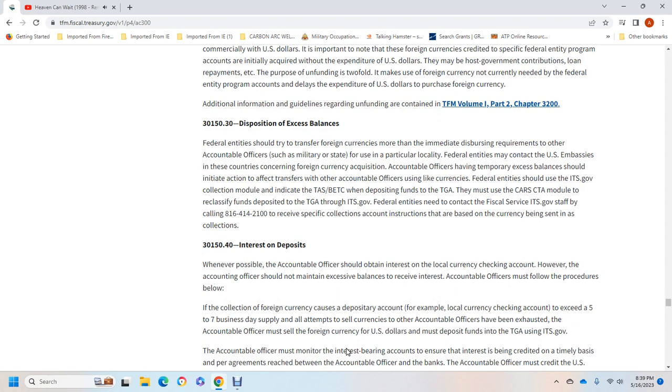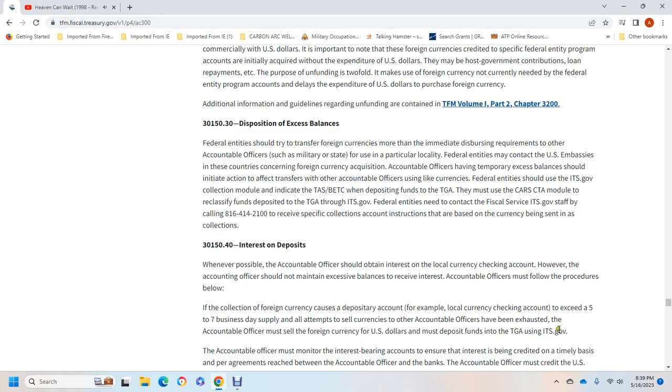30-150-40, the interest of the deposit. Whenever there is a deposit, the accounting officer shall obtain the interest on the local currency checking account. However, the accounting officer shall not maintain the balance except to receive the interest. The accountable officer must follow the procedure below. If the collection of foreign currency in the depository account, for example the local currency checking account, exceeds 7 business days supply, with the attempt to sell the currency exhausted, the accountable officer must sell the foreign currency for U.S. dollars, and must deposit the funds in the Treasury General Account using the International Treasury System.